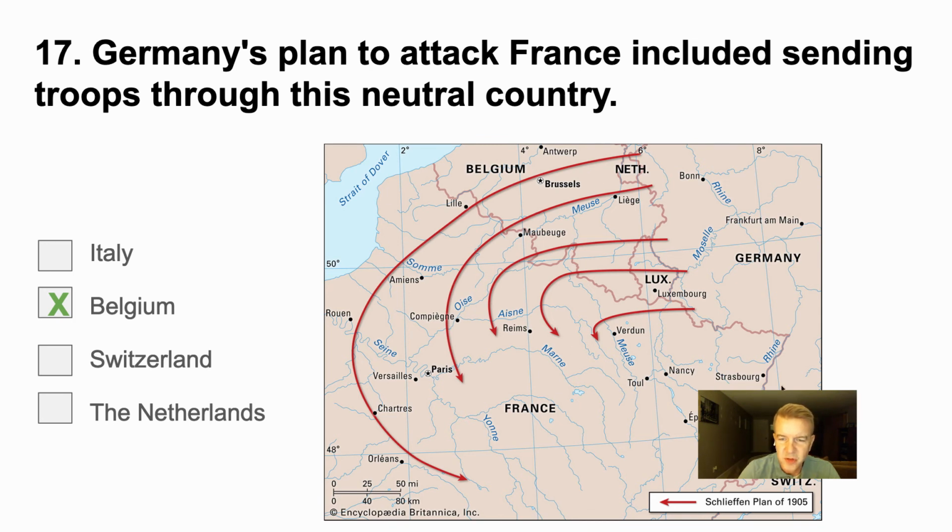It was neutral because there's fortifications along the French-Germany border and avoiding those by going through a neutral country. They thought Belgium would let them. They don't. This plan works out pretty well. They don't get all the way into Paris, but it works so well they use it again in World War II.